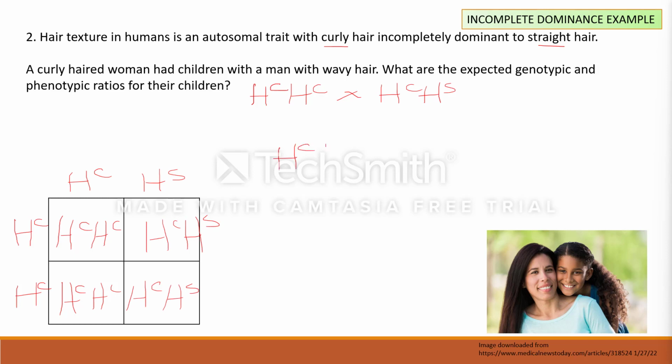So for genotypes, HCHC to HCHS. Notice there's 2 that are HCHC and 2 that are HCHS. We could say 2 to 2, but it's better to just say 1 to 1. And then we're going to do the same for the phenotypes. These ones that have 2 of the HC alleles are going to have curly hair, and these ones that are HCHS will have wavy hair. And again, the ratio for those will be 1 to 1.